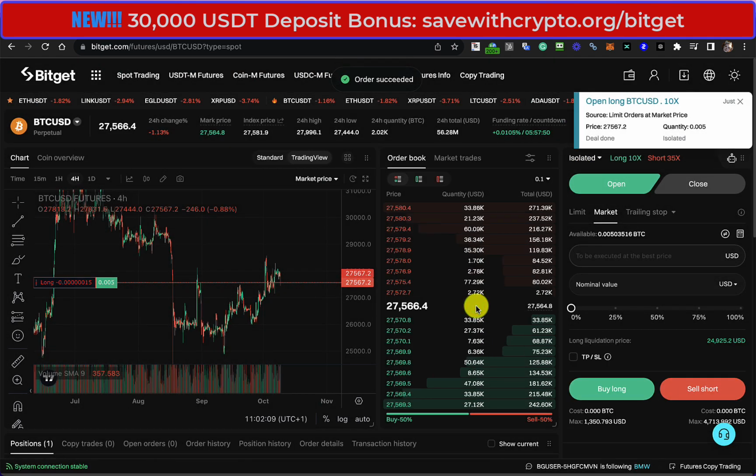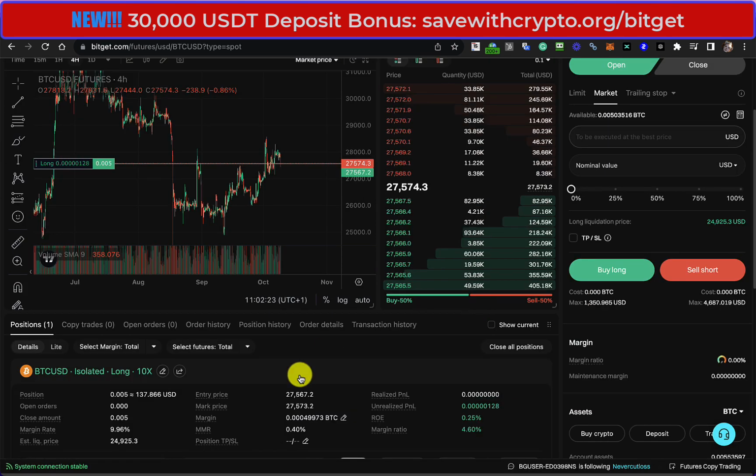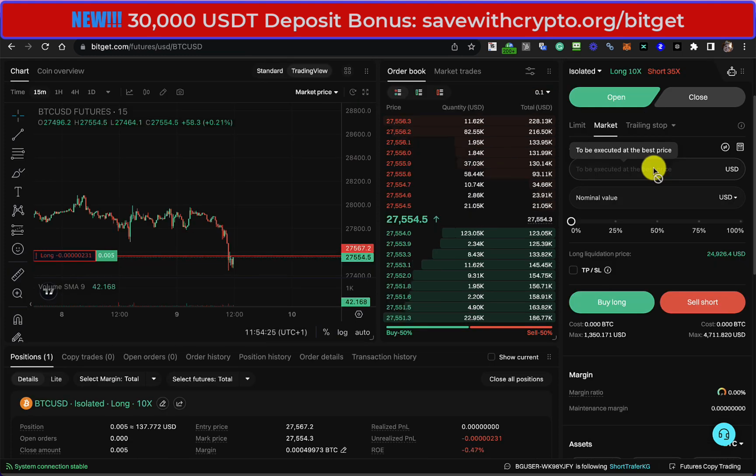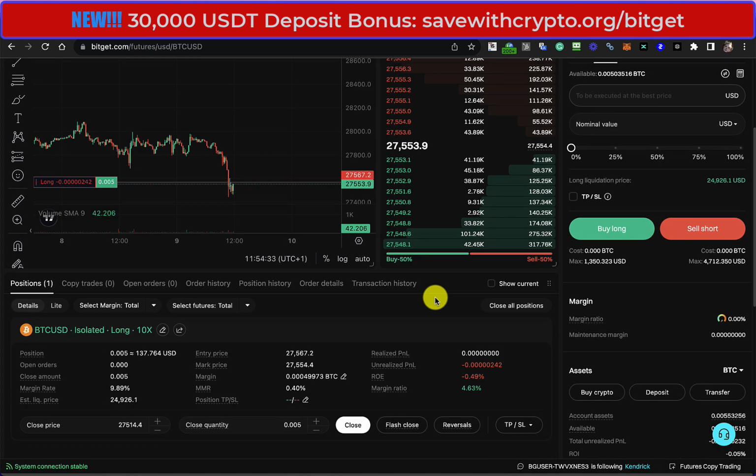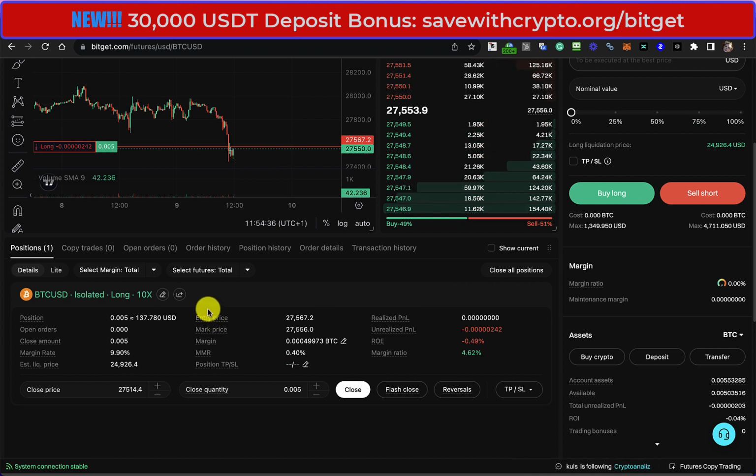So what you'll see now is this order down here. Now then, what usually happens when you rush into an order like that is you don't get the bottom because it clearly went down a bit more, but it just seems to be coming back up a little bit at the moment. So what you can see is the order down here, right?